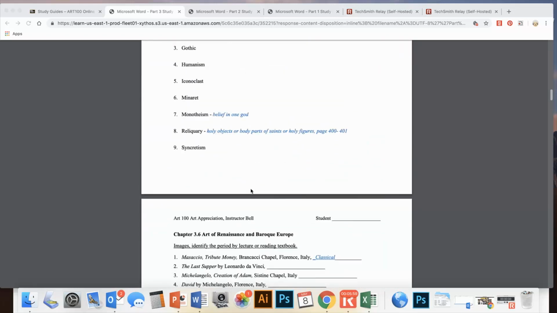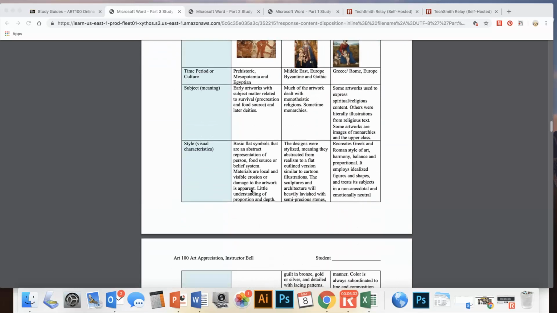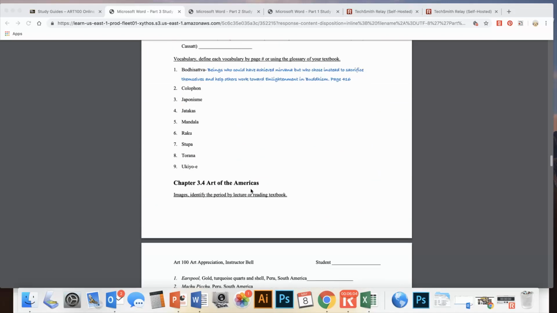I think that's pretty much it. So I hope you understand how to use each of these tables at the end of each unit.